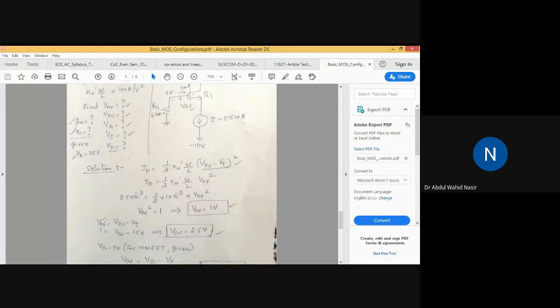Now VOV is equal to VGS minus VT. So this voltage actually is VOV, which is nothing but VGS minus VT. VT, the threshold voltage, is given as 1.5 volt. From this equation we can get the value of VGS. So VGS is equal to 2.5 volt. Okay, so VGS solved. We got VOV, we got VGS. Very simple.